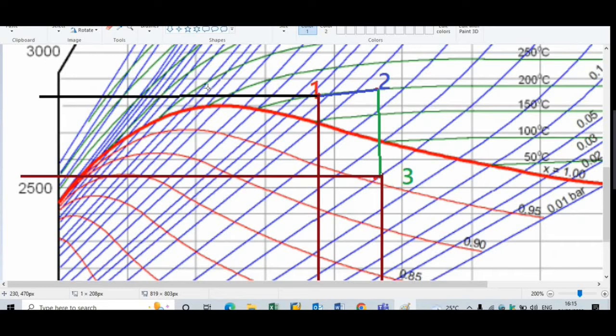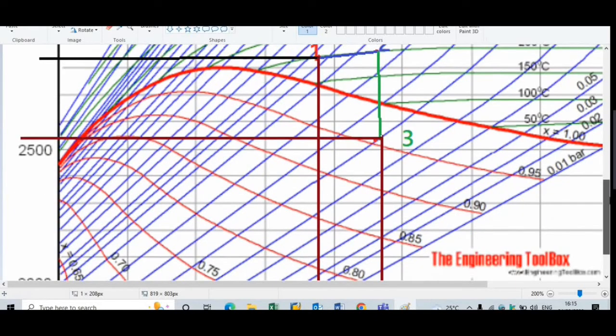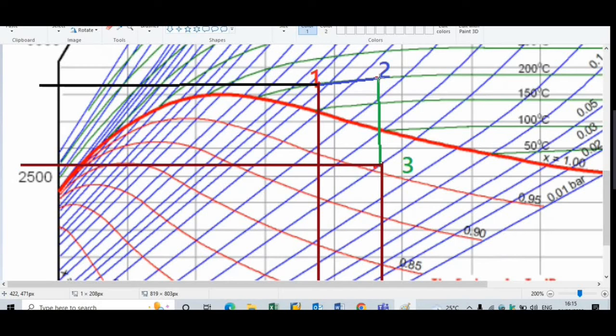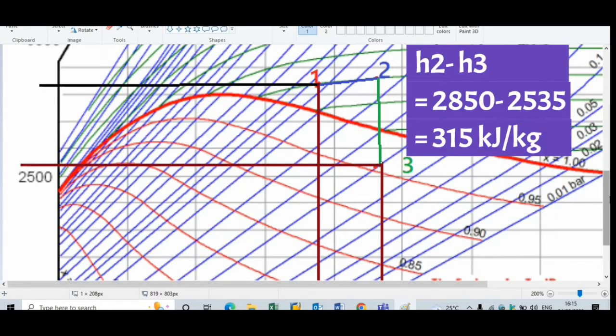Now we will move to the next process, that is the process 2 to 3. So here again we have to find out the change in entropy. If we observe, entropy at point 2 is equal to entropy at point 3. So the change in entropy is 0. And what is the change in enthalpy? Enthalpy at point 2 minus enthalpy at point 3. What is the enthalpy at point 2? That is 2850 minus enthalpy at point 3, that is 2535, which is equal to 315 kilojoule per kilogram.